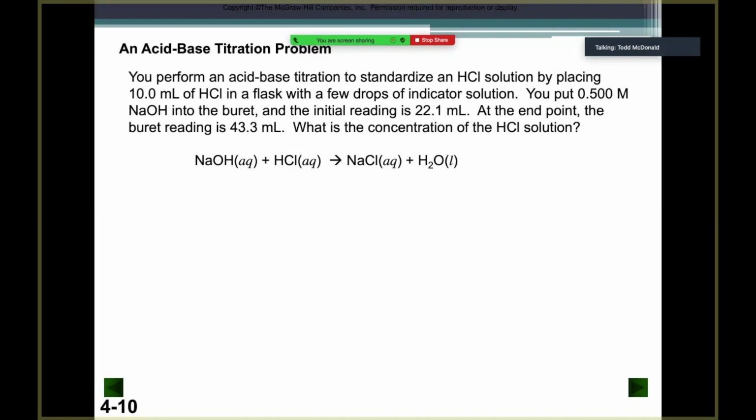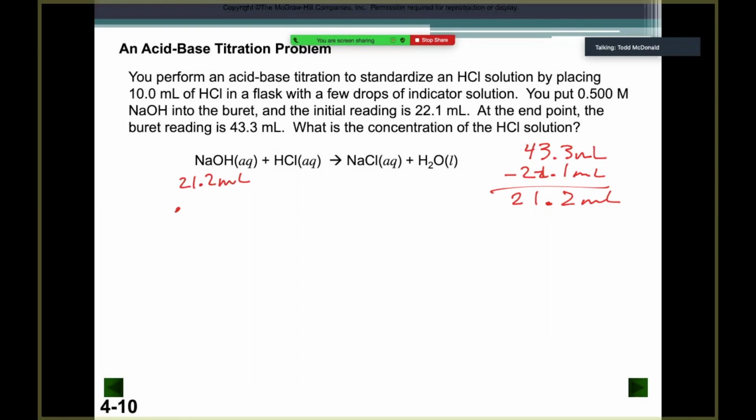We took the initial reading. My burette was reading 22.1 milliliters when I started. We did the titration, and we stopped when we got to 43.3 milliliters because we saw the color change. So the next thing we did is calculate what volume of sodium hydroxide we needed. We took our 43.3 milliliters and subtracted 22.1 milliliters. And that told us that it took 21.2 milliliters. So I'm going to write that down over here, 21.2 milliliters.